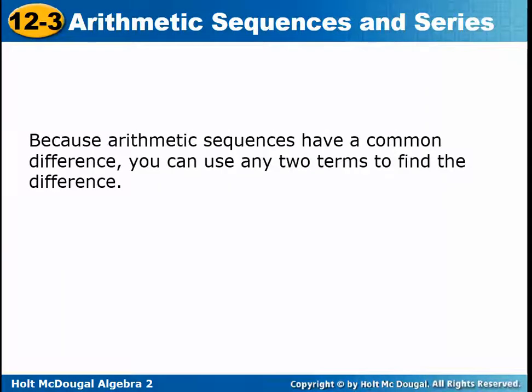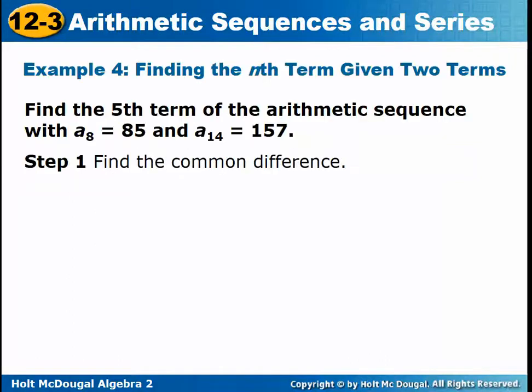So because arithmetic sequences have a common difference, we can use any two terms to find that difference. So let's say that we are given the 8th term and the 14th term of a sequence, and we want to know what the 5th term is. So our first step is to find the common difference.